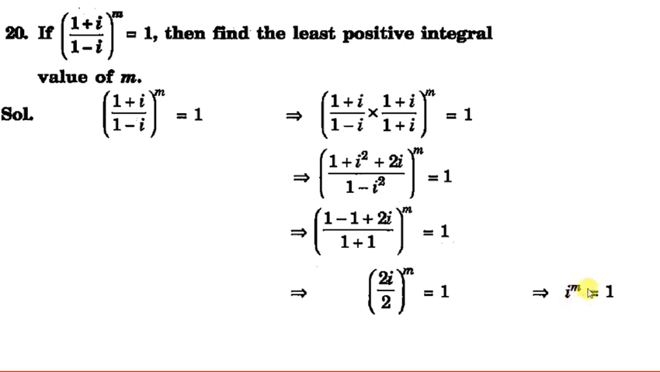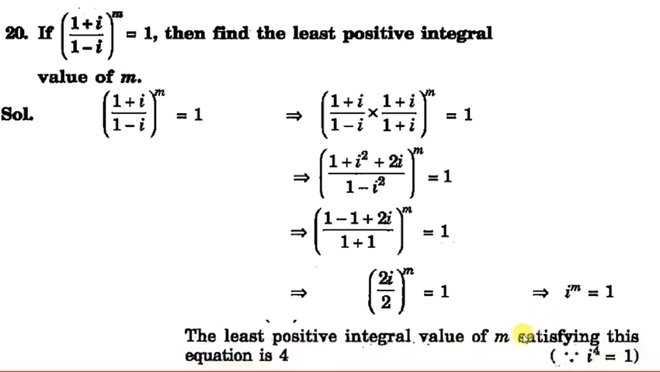अब m की वो छोटे से छोटी वैल्यू कौन सी है जिससे कि ये इक्वेशन हमारी सेटिस्फाई हो जाए, मतलब i की वो मिनिमम पावर क्या होगी जिसकी वैल्यू 1 आए, and that is, we know that it is 4, so m equal to 4.